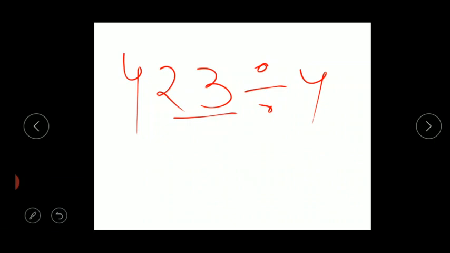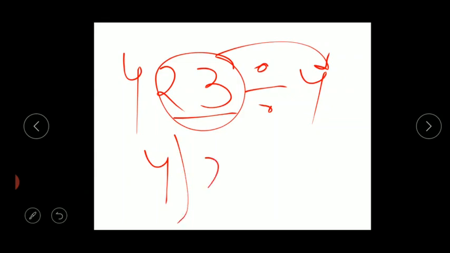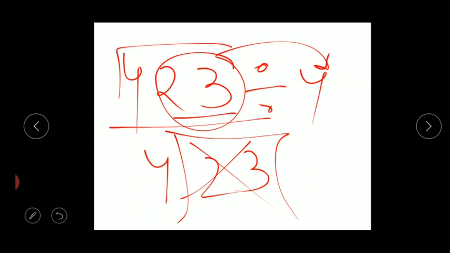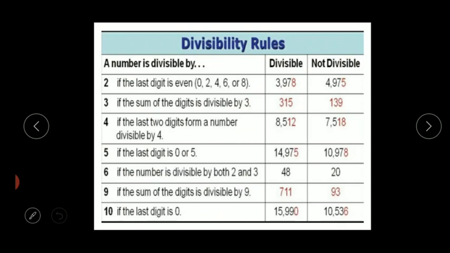Now suppose you have 423. You have to consider the last two digits when checking whether it is divisible by 4. So divide this 23 by 4 and check whether it is divisible. 4 4s are 16, 4 5s are 20, 4 7s are 28. No, it is not possible. So this 423 is not divisible by 4. I hope you have understood this. Just go through this divisibility rule properly. So till 4 we have completed.